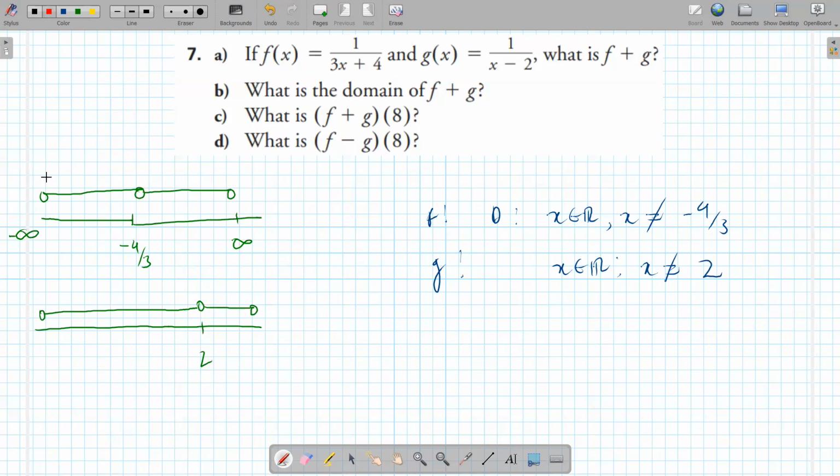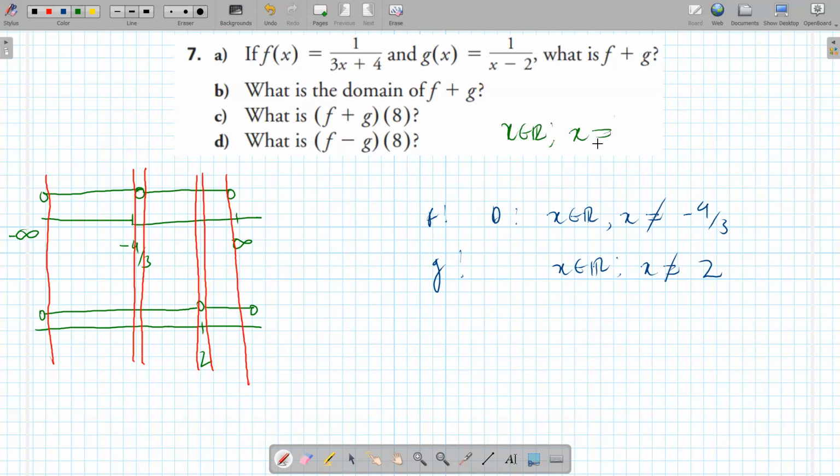Look at this. It's going to exist everywhere from negative infinity, but now it's going to take a break at negative 4/3. And then it's going to exist everywhere from negative 4/3 onwards up until it hits a 2, and then from 2 all the way to positive infinity. So it's divided into three different areas. So the combined domain would be that x can be everything, except it cannot be negative 4/3 or 2, okay? Like that.